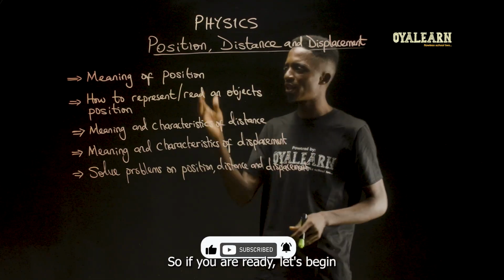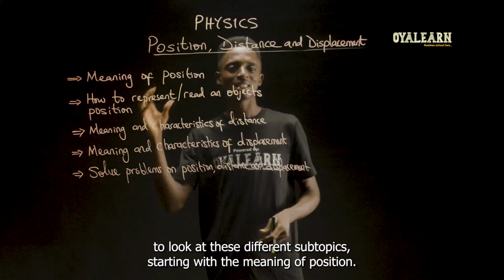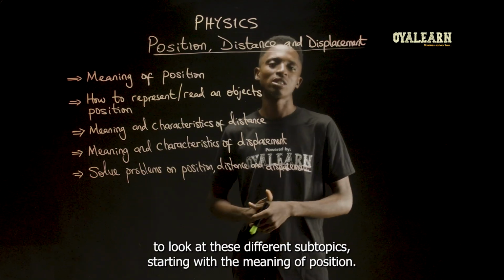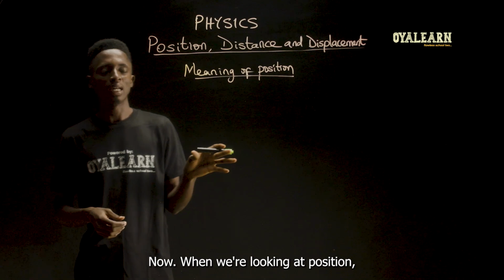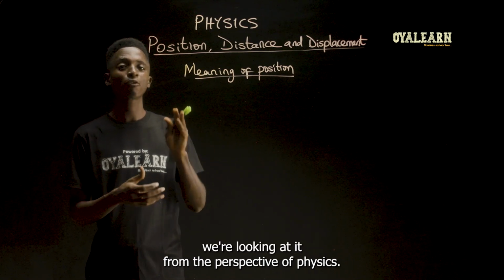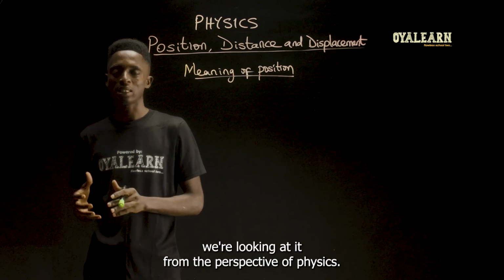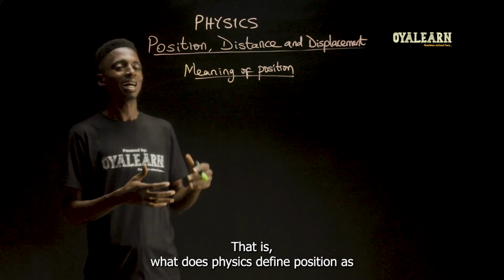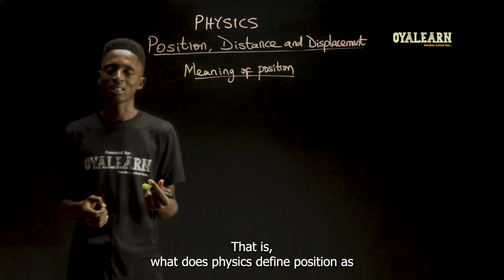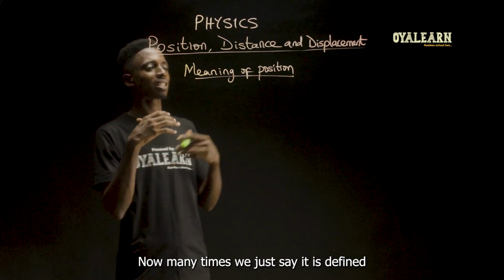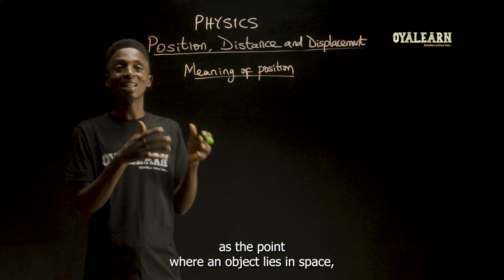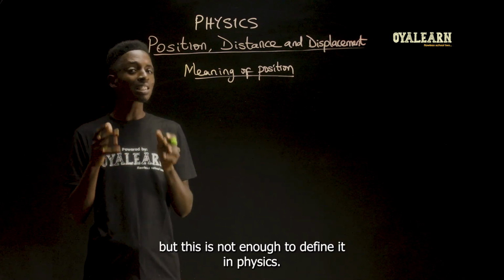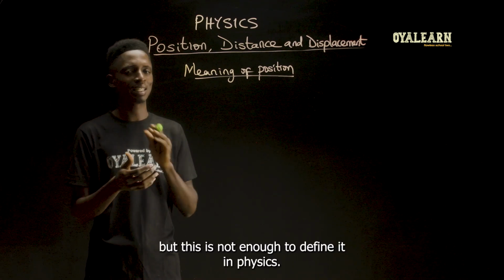So if you're ready, let's begin to look at these different subtopics, starting with the meaning of position. Let us look at the meaning of position. Now, when we're looking at position, we're looking at it from the perspective of physics. That is, what does physics define position as? Many times we just say it is defined as the point where an object lies in space, but this is not enough to define it in physics.